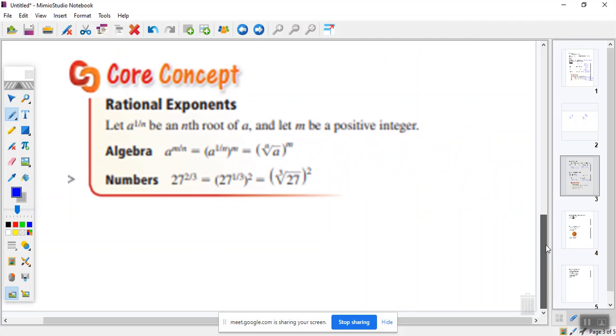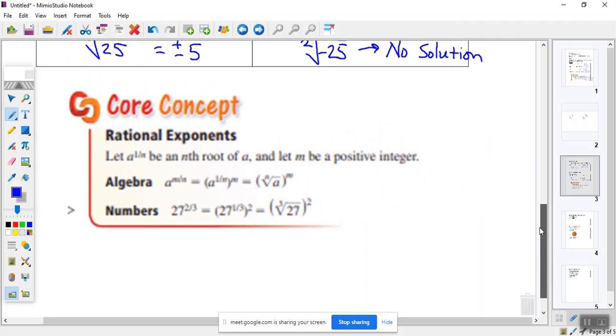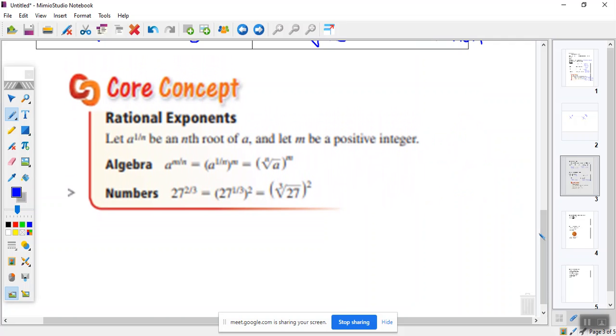All right, great, kids, you're doing this. This is pretty easy, isn't it? Okay, well, let's talk about this next one. This core concept gets a little trickier. This one's pretty important, all right?